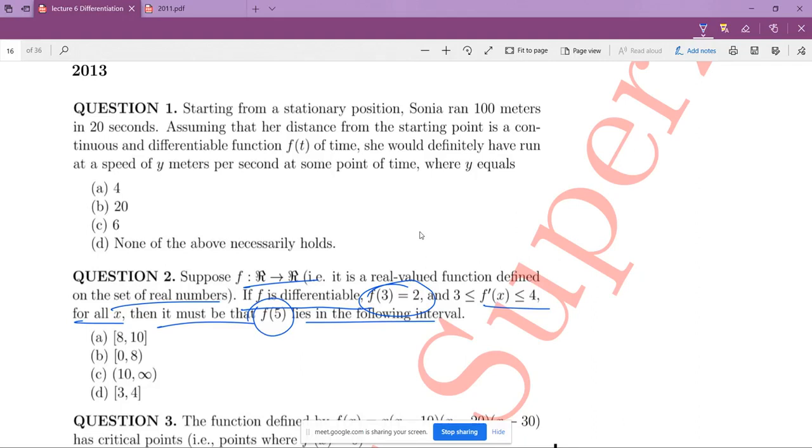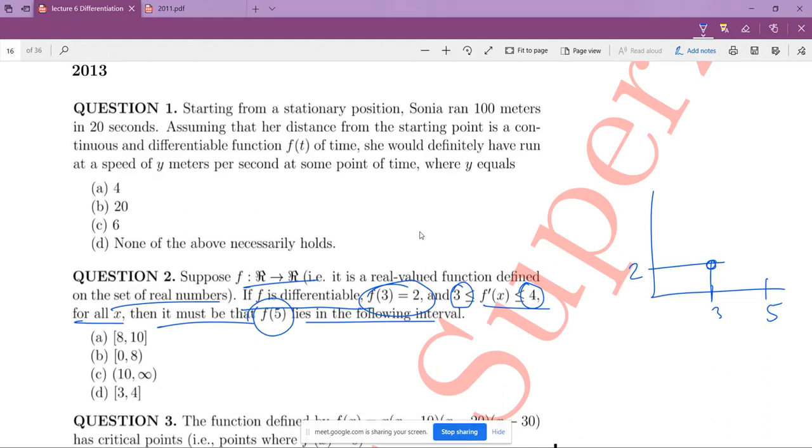So the slope is between 3 and 4, right? You're starting from the point x equals 3, where your value is 2. You have to find the value at 5. The slope is between 3 and 4. The minimum value of slope is 3.